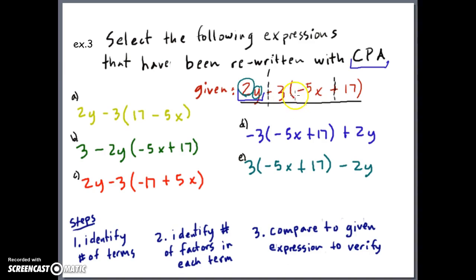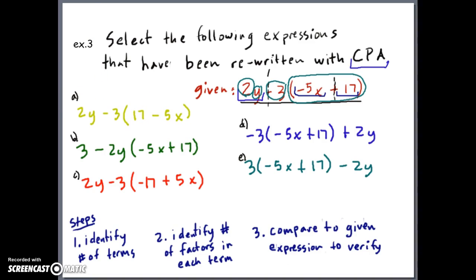And this second term has 2 factors, a factor of -3 and a factor of -5x plus 17. And within this second factor, we have 2 more terms. So within the second factor, we have 2 more terms. So these are smaller terms within the second term. That kind of makes sense. So let's look at example number A. We've got 2y minus 3 times 17 minus 5x.